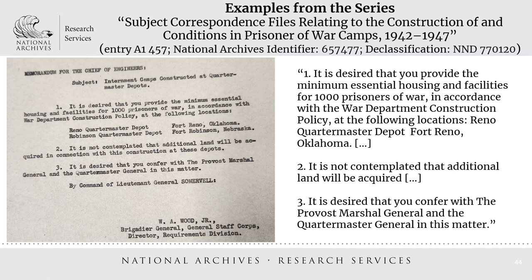Nebraska." The memo further states that no additional land will be purchased, so the camp was to be constructed on existing Army property. This very brief memorandum marks the beginning of the POW camp at Fort Reno, and the first prisoners arrived at the newly constructed camp just over 7 months later at the beginning of July 1943.